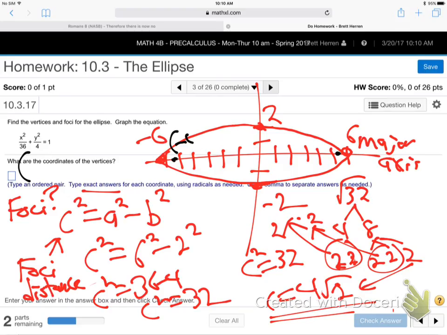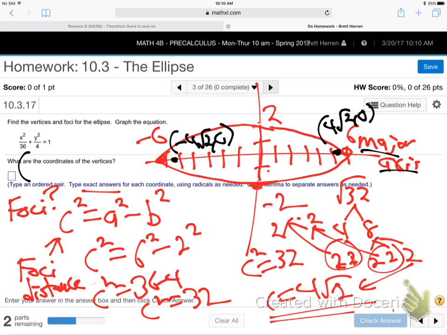So this is minus 4 root 2, 0, and right here is 4 root 2, 0. See these two locations? 5 point something, so it's almost 6. So the foci points, remember I said they're on the major axis? They're not up and down. They're always on the widest axis. Everybody tracking with what I mean? The foci are always located on the major axis.